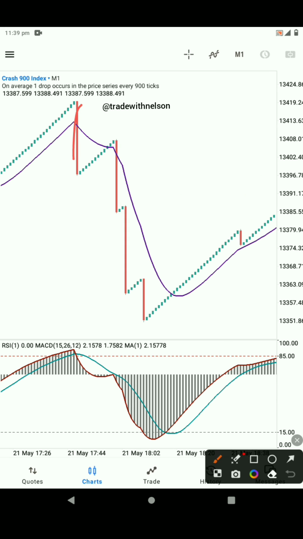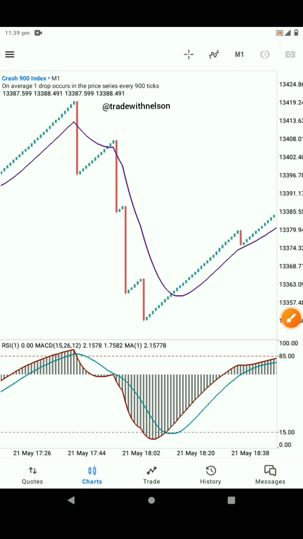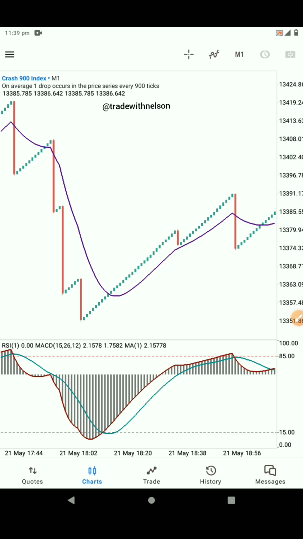Another one at this point, spike, retrace, spike to the downside. MACD and the moving average enters into the 15 level. Cross of the two, cross of the candles and the moving average. Enter your buy, count your 5 to 10 candles. See how market delivers it and still continues to go in an uptrend. So you can see how easy this strategy is.